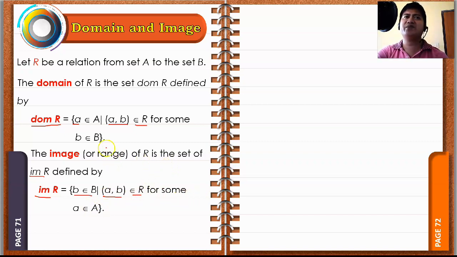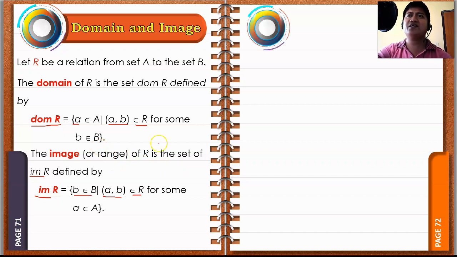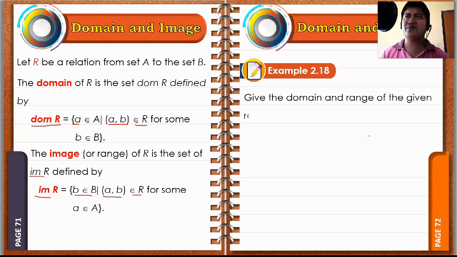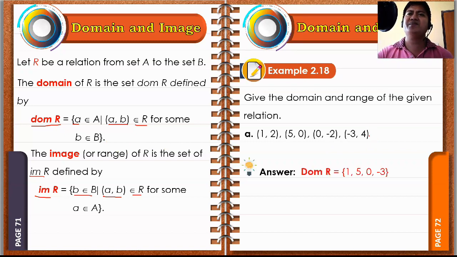To understand the difference between the domain and the image of a relation, let's have an example. Given the domain and range of the given relation, if we have these ordered pairs (1, 2), (5, 0), (0, -2), and (-3, 4), our domain of R is composed of the set of elements 1, 5, 0, -3. These are the elements of our domain. And for our range, or the image, we have 2, 0, -2, and 4. So that is how to determine the domain and range of our relation.